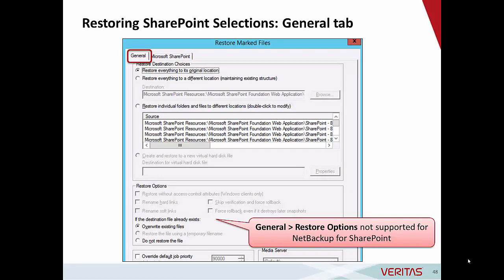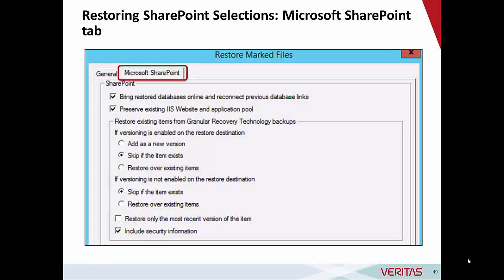After I select Restore, the Restore Marked Files window opens. Note that the General tab has options which do not apply to NetBackup for SharePoint. None of the options on this first tab apply. Any options that are going to be used in a SharePoint restore are selected from the second tab, the one that says Microsoft SharePoint. Here's a close-up of that Microsoft SharePoint tab with SharePoint-specific restore options.